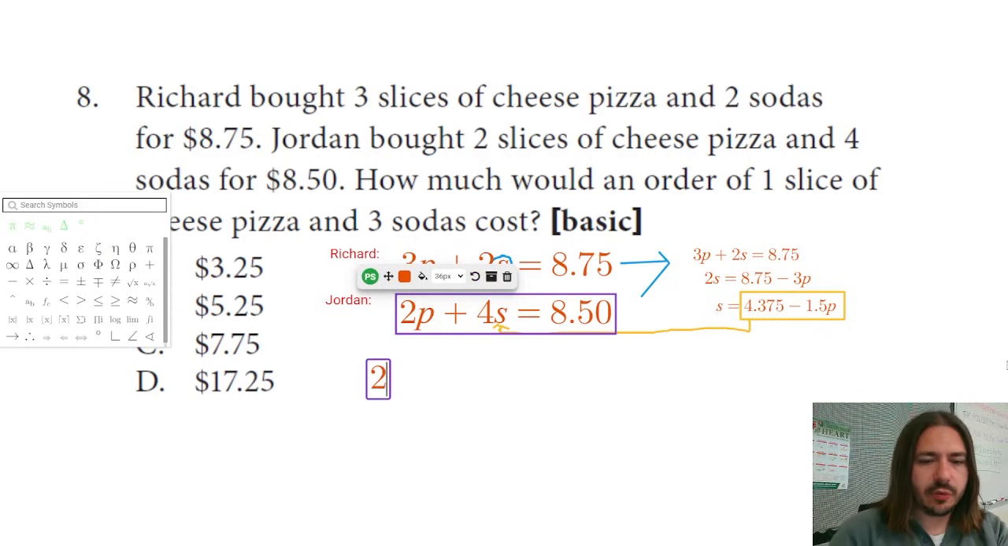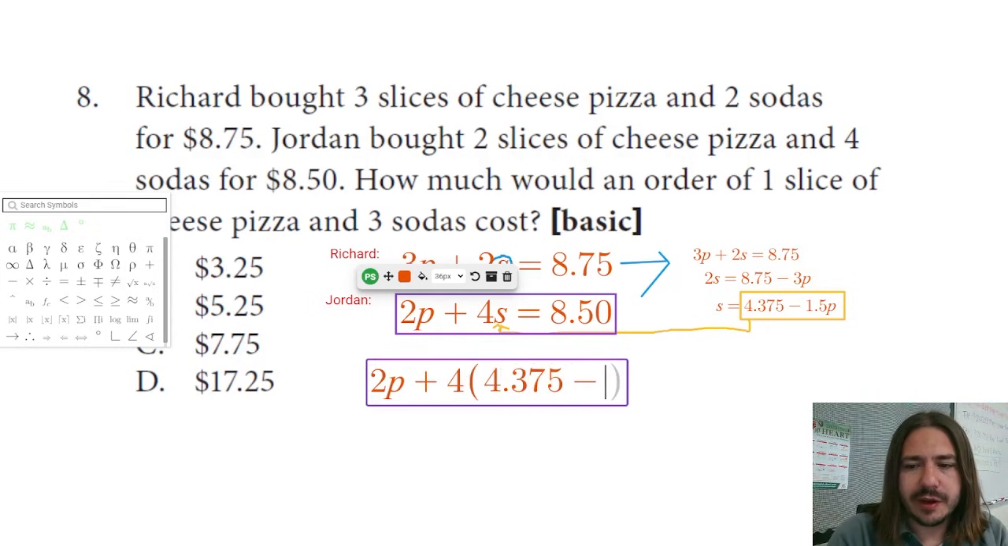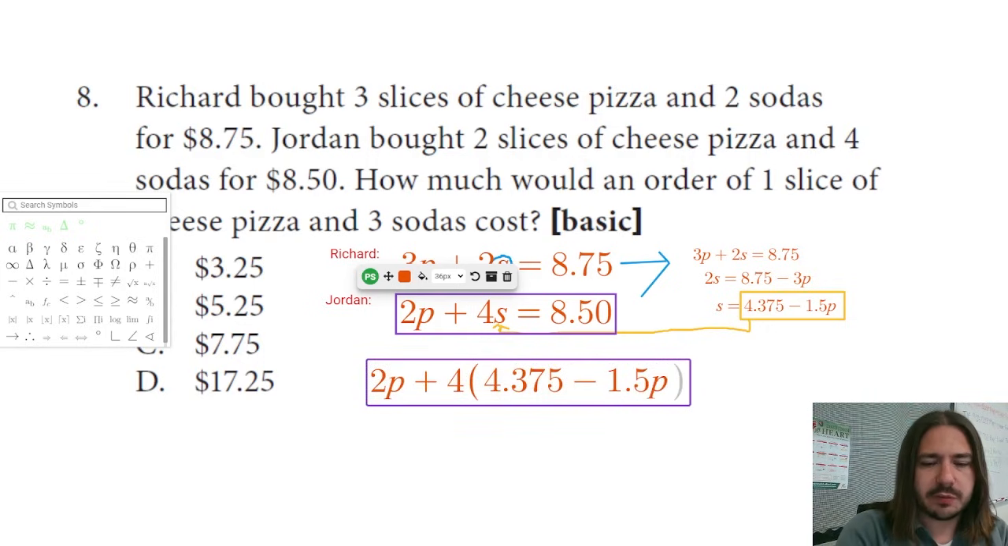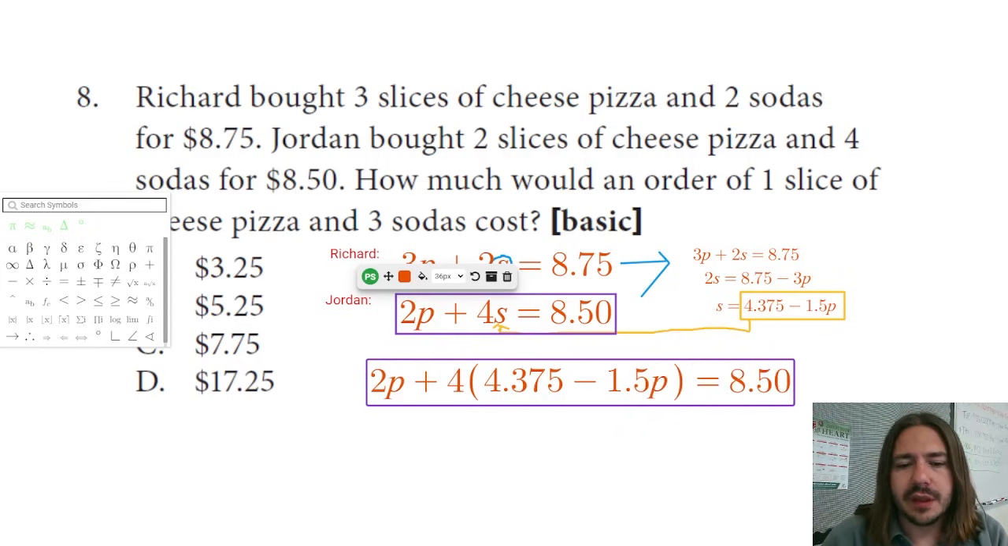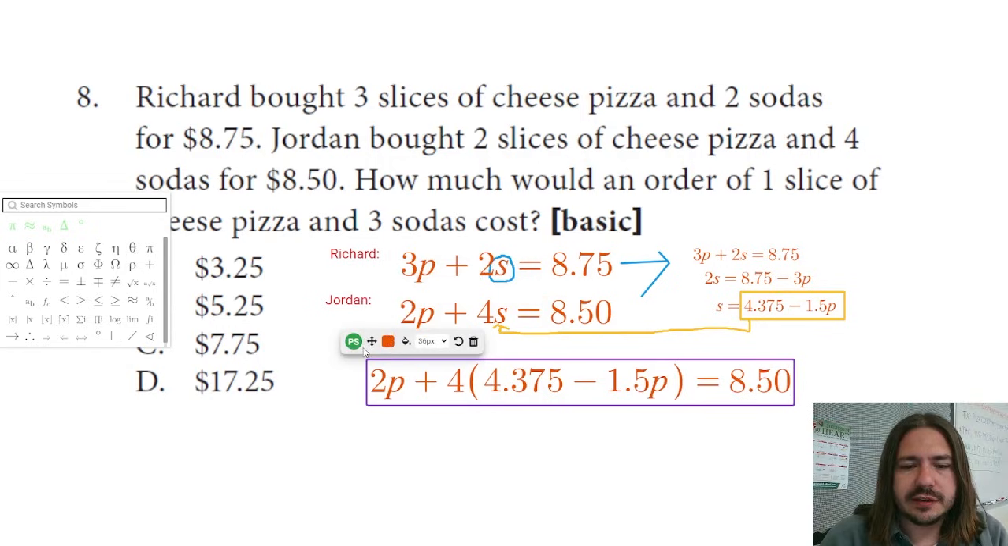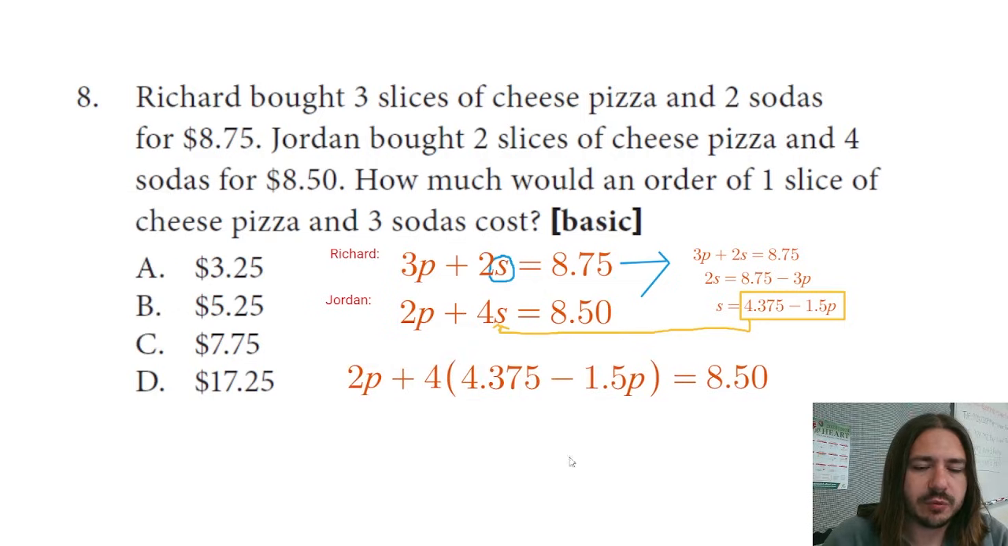I'm going to rewrite this equation 2p plus 4, and then instead of s, I'm going to write 4.375 minus 1.5p, which is the expression that we just said equaled s, equals 850. And what I can do here is I'm going to solve this equation for p. Okay, I'll go through my normal solving steps. It'll take a few steps, but we'll get there.